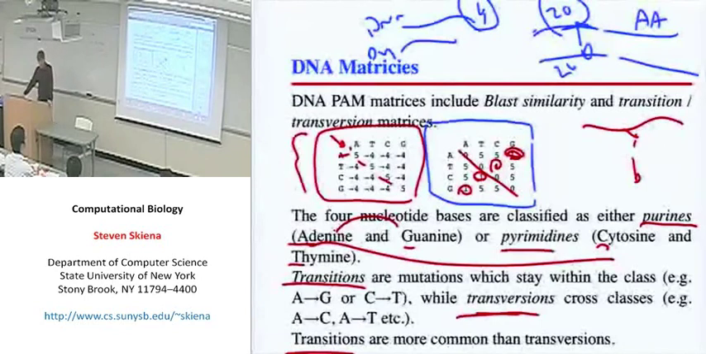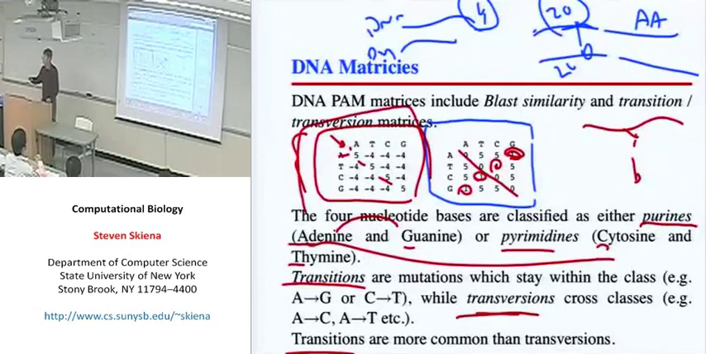Yes? I think it says that the first one is the BLAST similarity matrix, and the second one is the transition transversion. So that only computes score based on similarity, whereas the second one also takes into account the transition. Okay, so the claim here is that this matrix is the BLAST similarity matrix, so all they care about is the similarity. Whereas here's another matrix that's trying to capture this other phenomenon. Okay, and that I can buy.